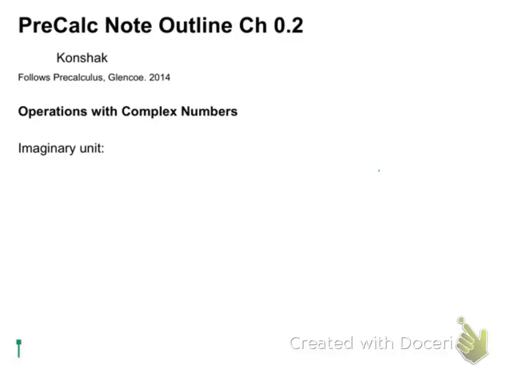This is precalc chapter 02. We're going to talk about operations with complex numbers. The first thing we should talk about is the imaginary unit. What's the imaginary unit? I. Yes, it's I.